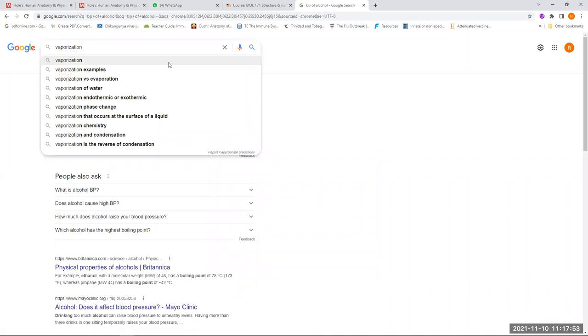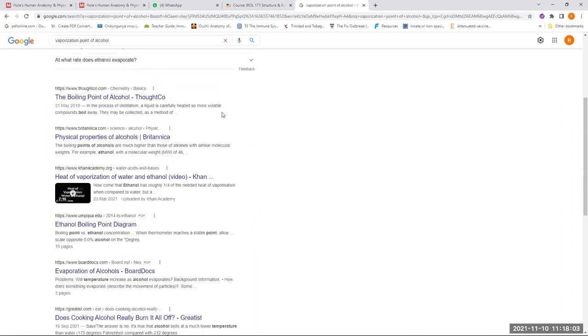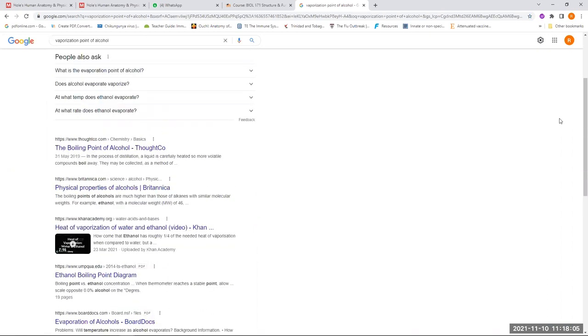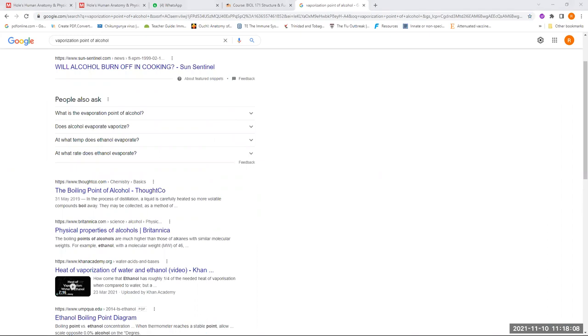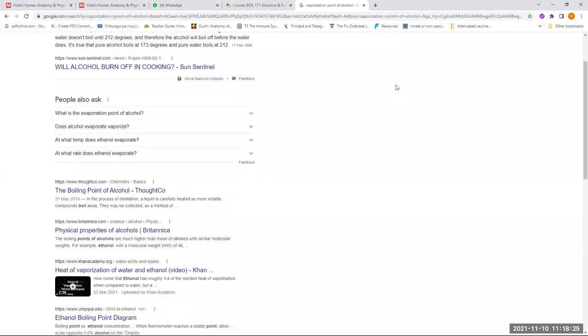Vaporization point of alcohol is 79. If not, alcohol boils at 173. That one, these are a little high. So what they do with the alcohol, they could lower the vaporization point, the temperature at which alcohol vaporizes, by adding certain things to it.